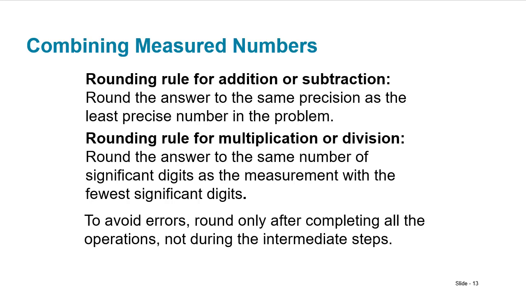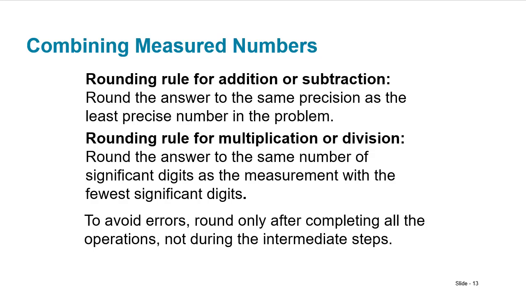So the rounding rule for addition or subtraction: round the answer to the same precision as the least precise number in the problem. Right? So if you're adding or subtracting a number that has 1 decimal with another number that has 2 decimals, then your answer should have 1 decimal. I'm sorry, I misspoke on that first example. If you're adding an integer to something with 1 decimal, your answer would just be an integer, the least precise of the two.